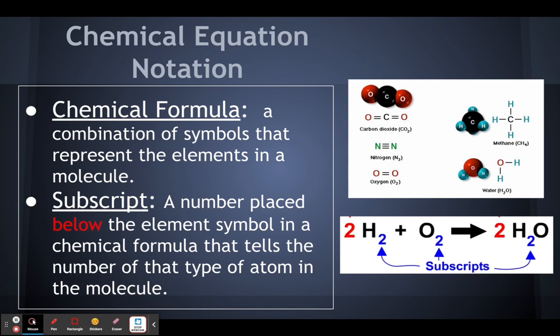The subscript is the number placed below the element symbol and to the right in a chemical formula that tells the number of that type of atom in the molecule. And so you can see there are 2 oxygen atoms here, which make it a molecule. There's 2 nitrogen atoms, which make it a molecule. 2 more oxygens. Here's 4 hydrogens, and here's 2 hydrogens. So this is called the subscript, the tiny little number. Kind of looks like an exponent in math.